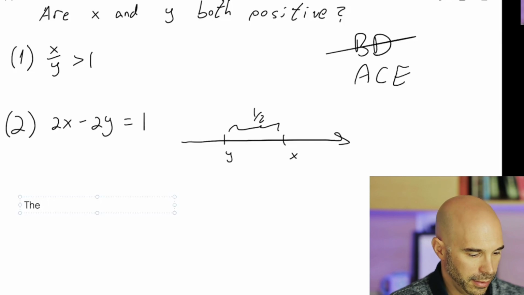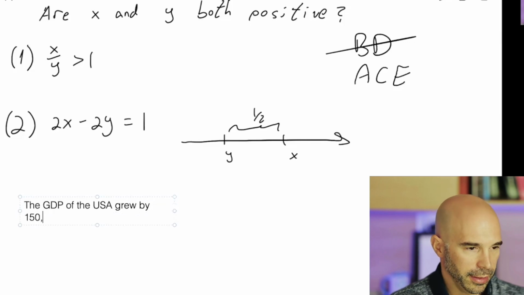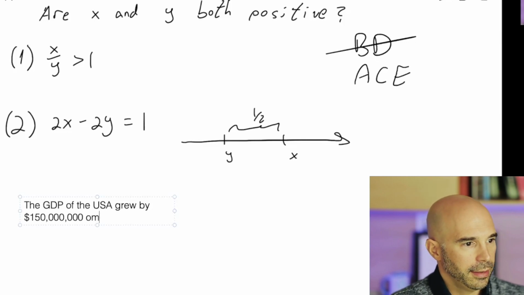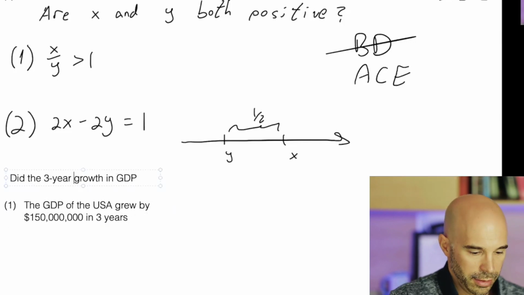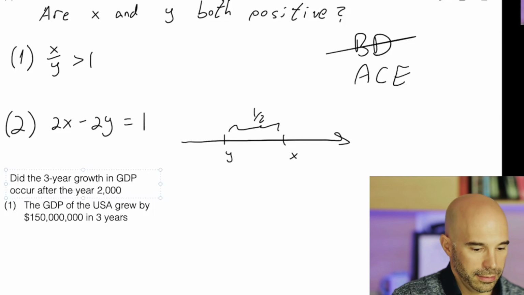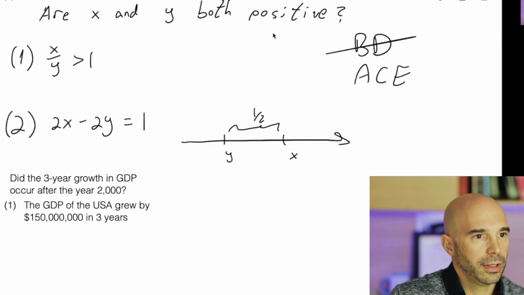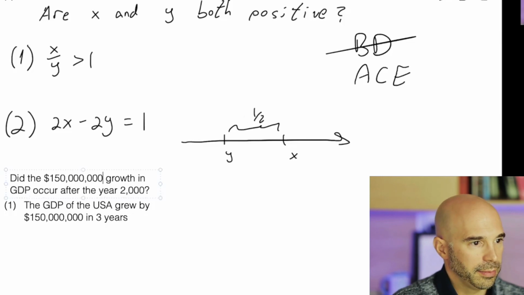The GDP of the US grew by $150 million. I mean, this could happen in business school, right? In 3 years. And imagine that that's a statement. This is statement 1. And the question wanted to know, did the 3-year growth in GDP occur after the year 2000? That would be analogous to are x and y both positive? Did this 3-year growth thing happen after the year 2000? And the statement tells you that the growth took 3 years. Yeah, this is a better analogy.